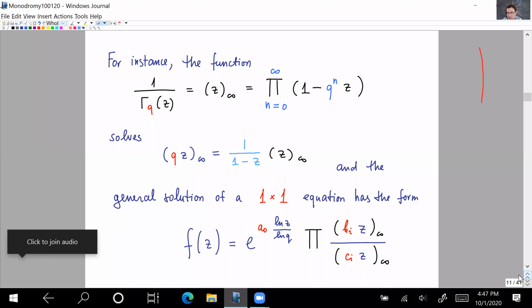And then in general, we have a 1-by-1 regular difference equation. It will have a solution of the form which I wrote down here: a product of q-gamma functions and some overall prefactor.